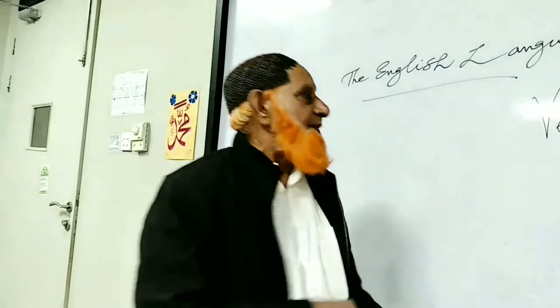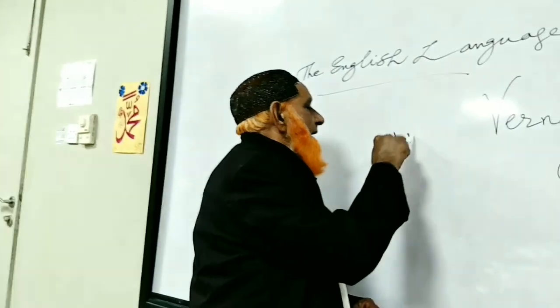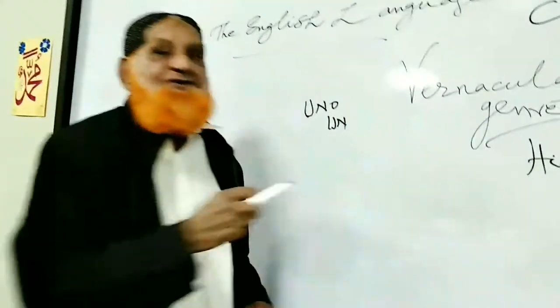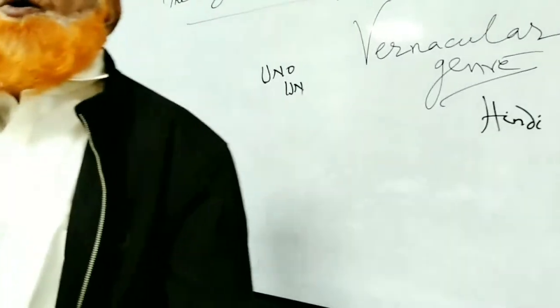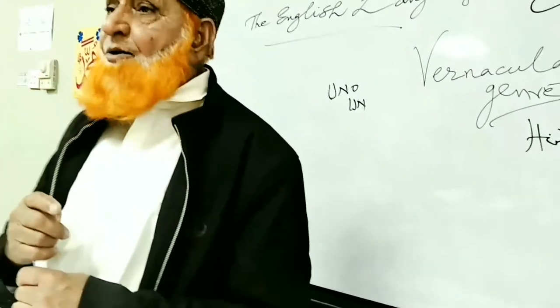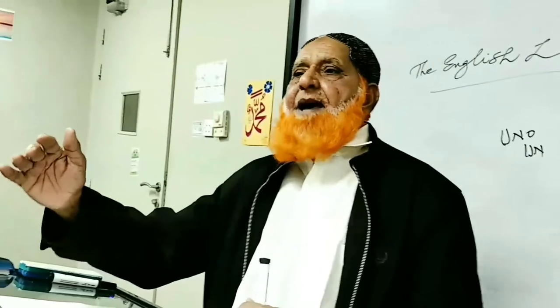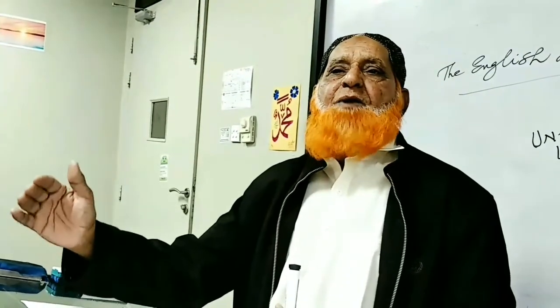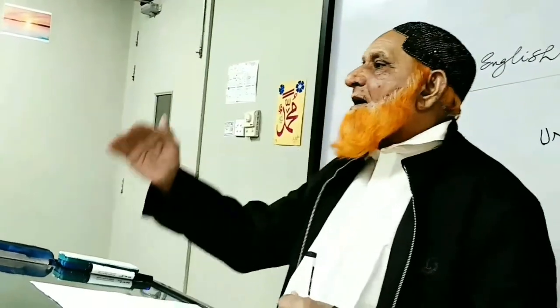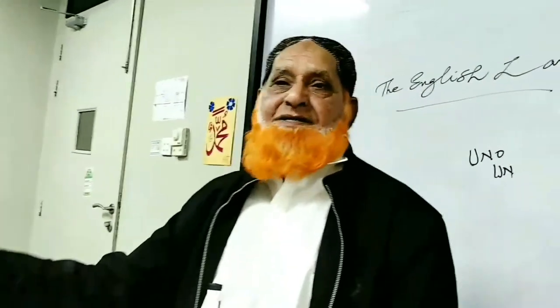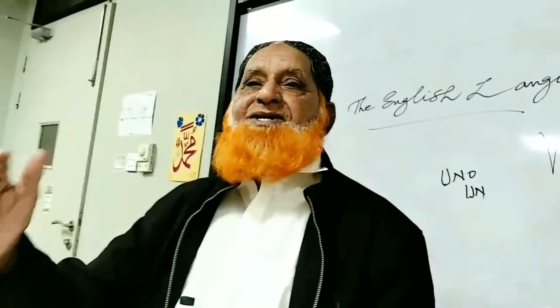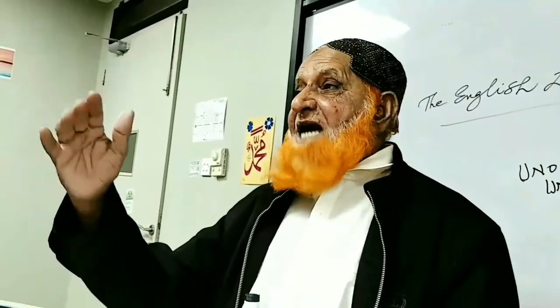Initials, for example, UNO, its brief is UN, United Nations. We don't say UNU or UN, we say UNO, UN. We pronounce the letters separately. IMF, International Monetary Fund. ILO, International Labour Organization. UNESCO, United Nations Educational Scientific.